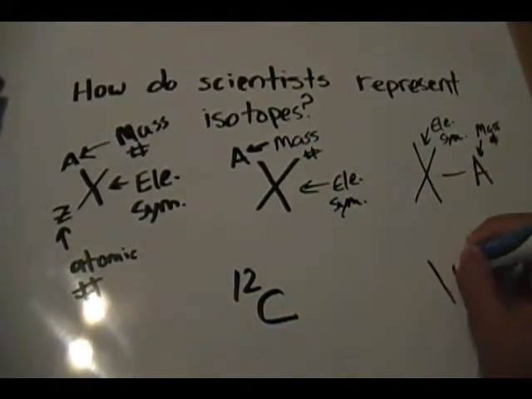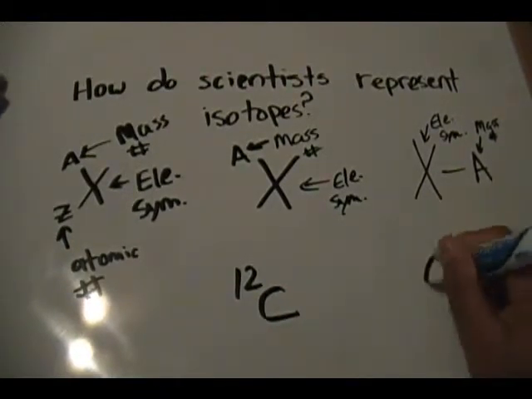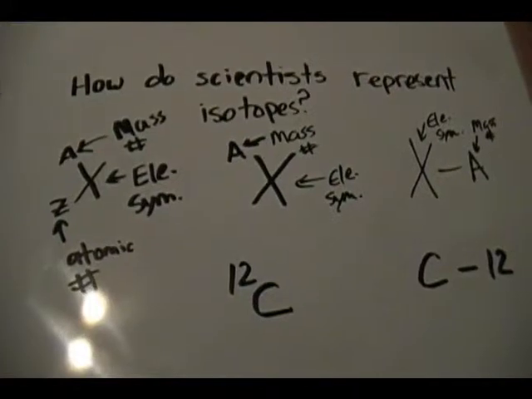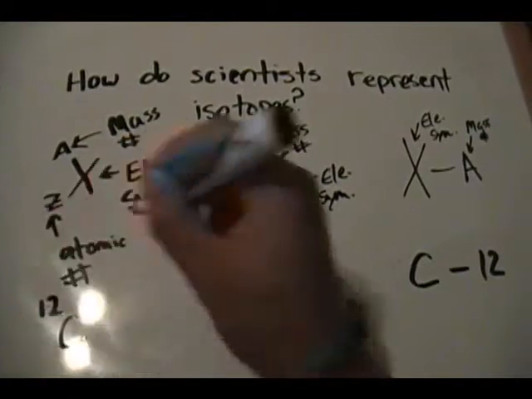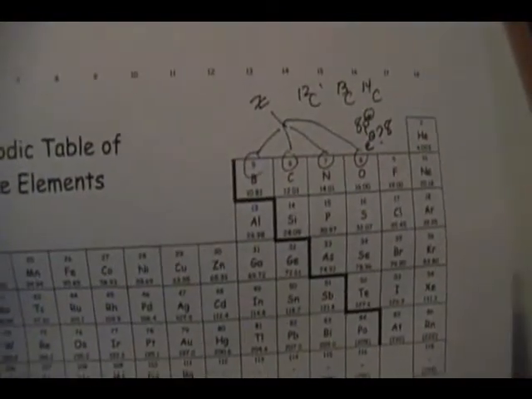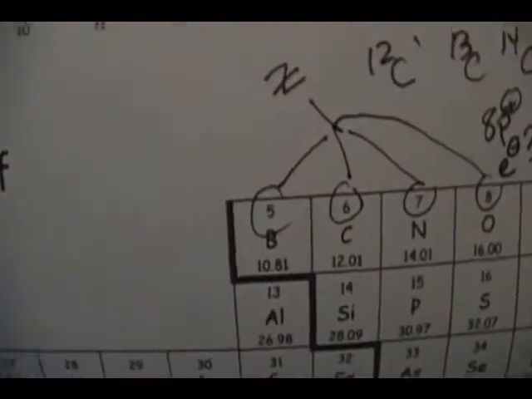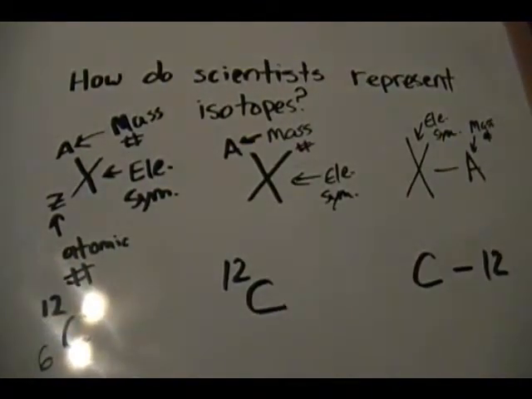In this format, it will be written as, oops, why am I writing X? It will be C-12, right? And in this final format, it will be C-12, and then Z is the atomic number. How can you figure that out? Well, you refer back to the periodic table. Look at carbon right there. That number is, zoom in for you guys, 6. So you put a 6 there. So there you have it. Those are the ways you could write carbon-12 or carbon-13.